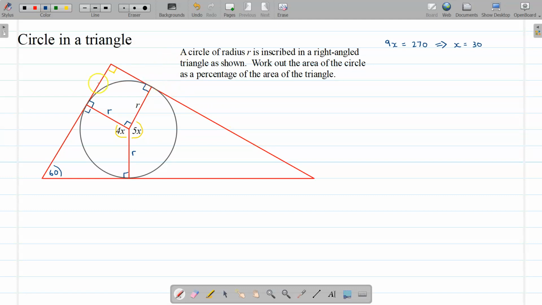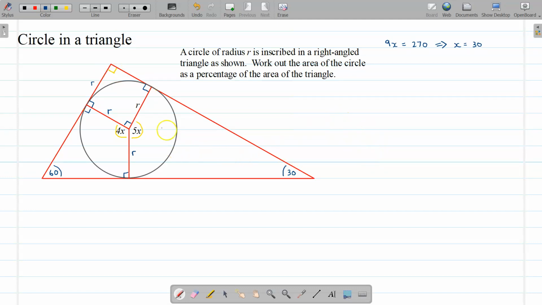I also know that this section here is of length r, and this part here is a lot more. And I also know that this is 30 degrees because the whole thing is a right-angled triangle. And if I have a 60 over here and a 90 up here, that's also 30 as well. So I've already been able to add quite a lot of information in.